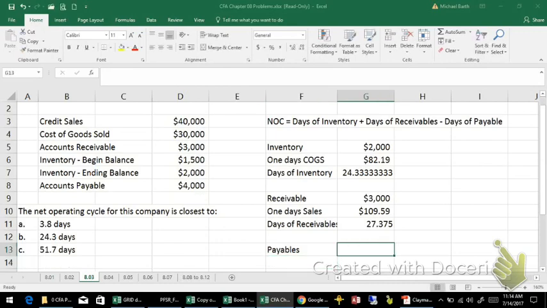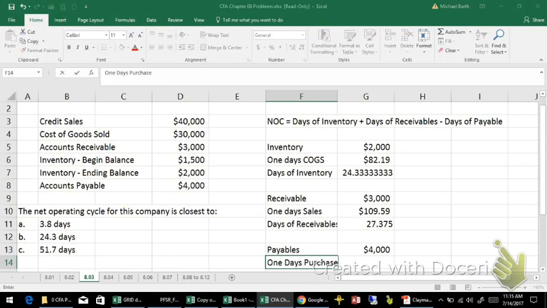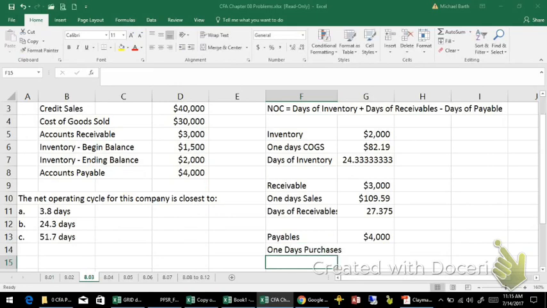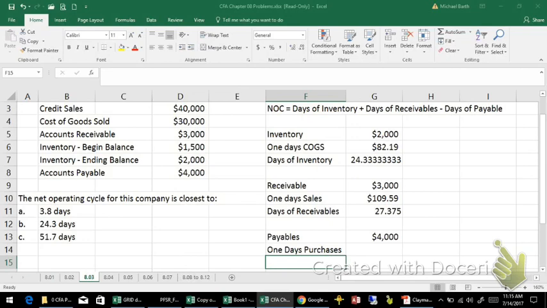And then we have days of payables, which is how many days it takes us on average to pay our suppliers. The accounts payable is 4,000, and the denominator for the days of payables is 1 day's purchases. Now, most textbooks out there actually simply use cost of goods sold again for this. And the reason for that is that, generally speaking, whatever you started inventory with, you generally end up with about that much at the end of the year. But purchases is a little bit more accurate.